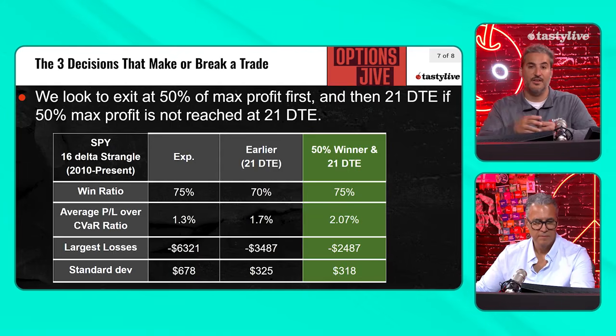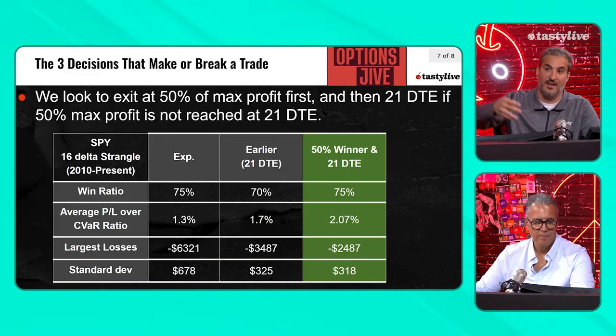And so we're giving you just a SPY Strangle from 2010 to present. Looking at the win ratios for at expiration versus earlier than 21 days, so you're just rolling at 21 days and managing at 50% and 21 days. And you can see when you add in the components of rolling at 21 days and managing winners at 50%, you increase basically everything.